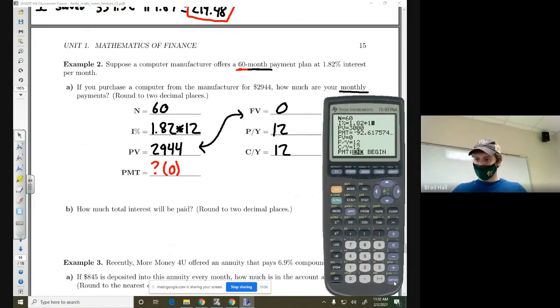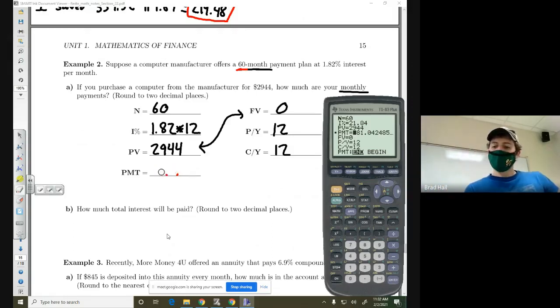So 61.82 times 12. Again, you can do products and stuff in line in the TVM solver, and it'll solve for you. 2944, placeholder 0, 0, and then some 12s. Remember, we bring our cursor up to PMT, alpha, enter, and what we get is negative 81.04.